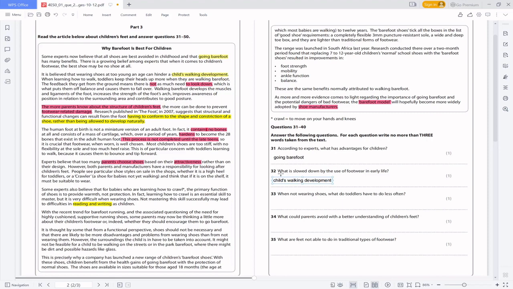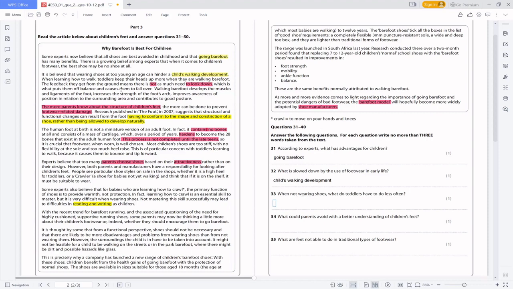Many of these questions can be answered by simply skimming through the passage, but some of these questions you will need to look more specifically using the scanning method. We shall now demonstrate an example. When not wearing shoes, what do toddlers have to do less often? Now, most of the words are general except for the word toddlers.